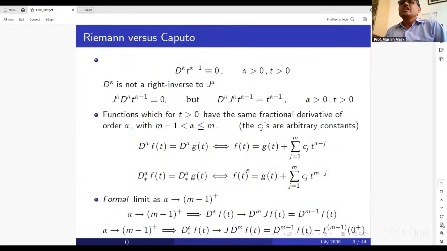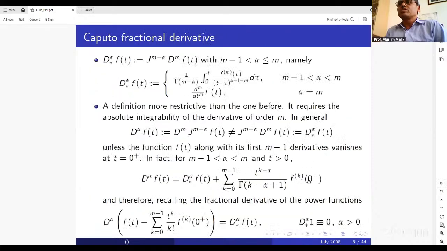So this is the relation between the Caputo derivative and the Riemann-Liouville derivative. The question arises: is there any function for which the Caputo derivative of f equals the Riemann-Liouville derivative of f? In that case, we should know that this side, D^alpha f(t), will be D^alpha star f(t), the Caputo derivative, if this summation quantity is 0, and this summation quantity will be 0 if the initial conditions are 0.